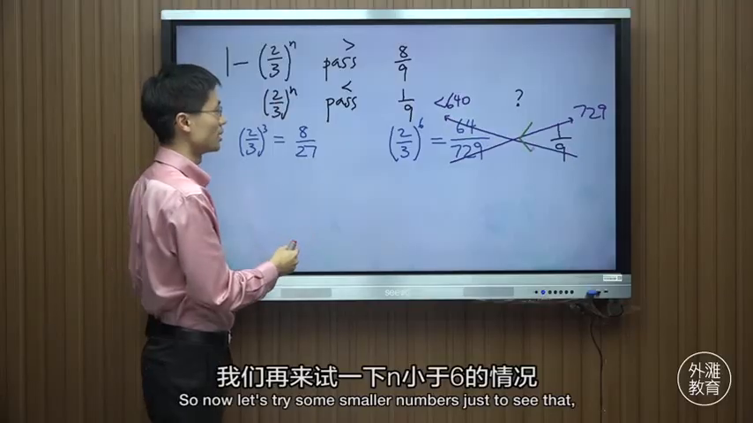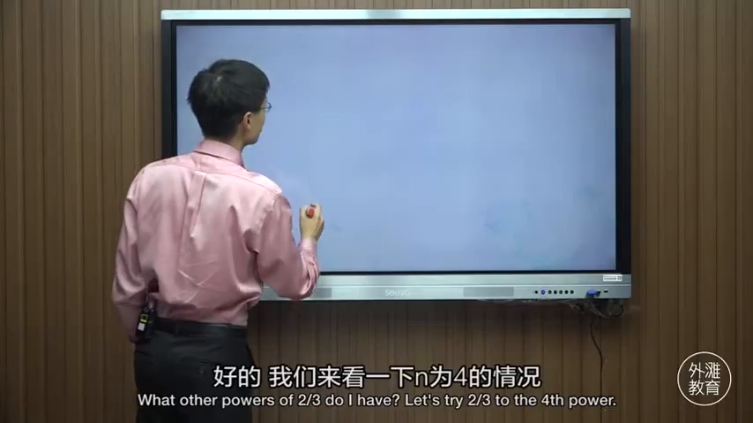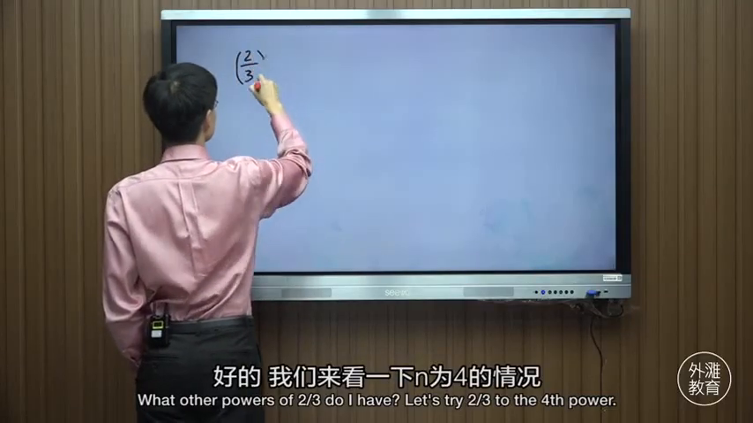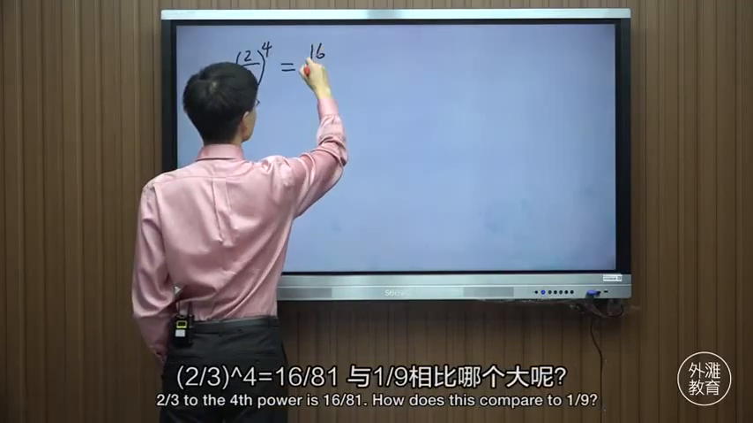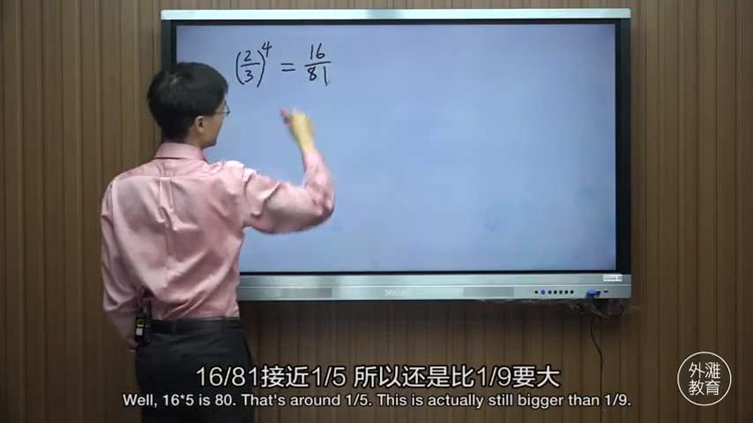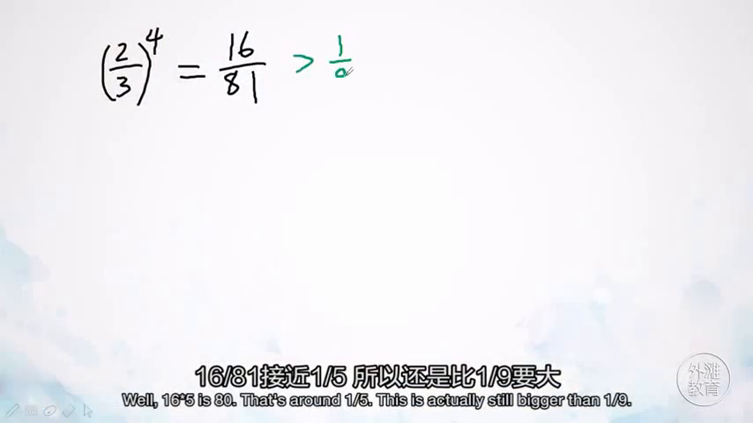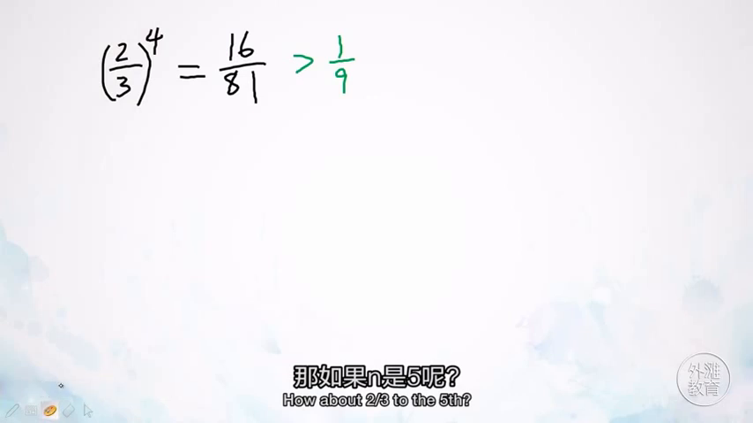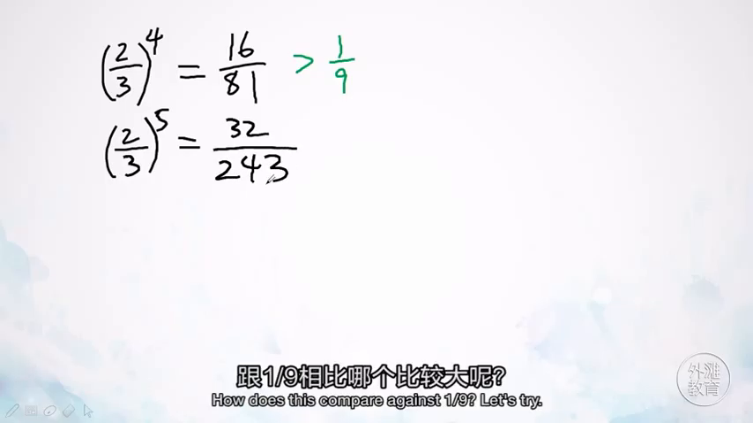So I know that I won't have to do anything bigger than this. Now let's try some smaller numbers just to see when is the first time that I pass 1 over 9. Let's try 2/3 to the 4th power, because I did the 3rd power already. 2/3 to the 4th power is 16 over 81. How does that compare to 1 over 9? Well, 16 times 5 is 80. That's around 1/5. This is actually still bigger than 1 over 9. How about 2/3 to the 5th? 2/3 to the 5th is 32 over 243, that is the 5th power of 3. How does that compare against 1 over 9?